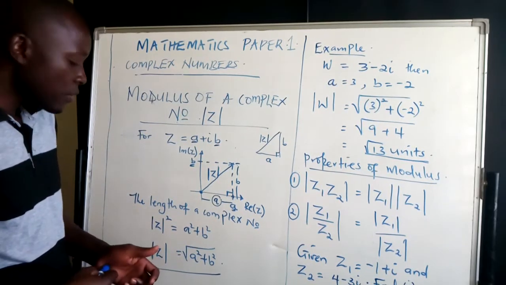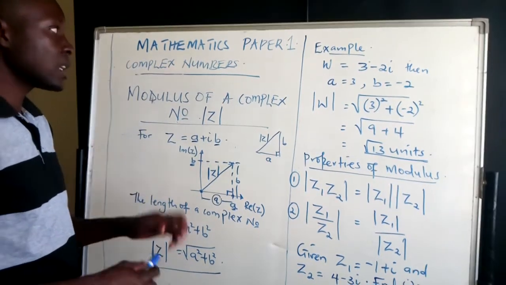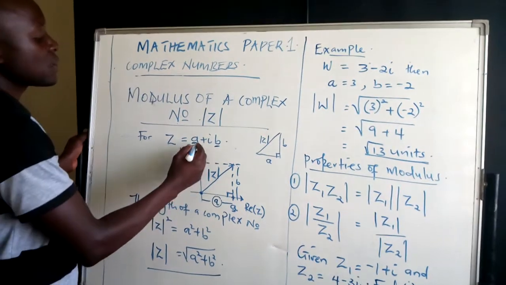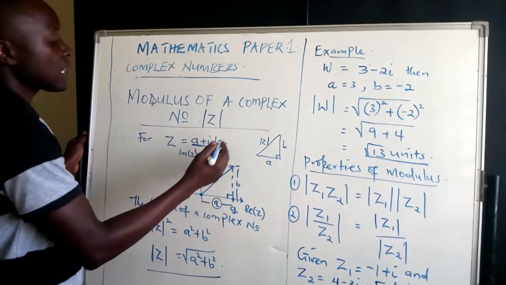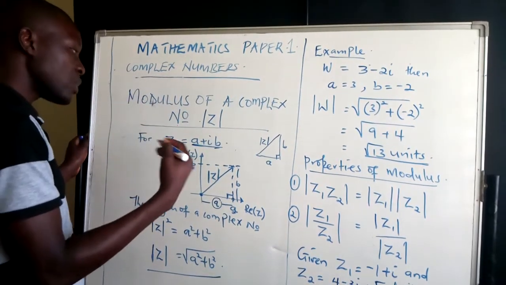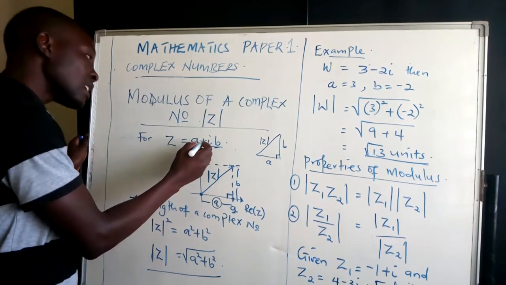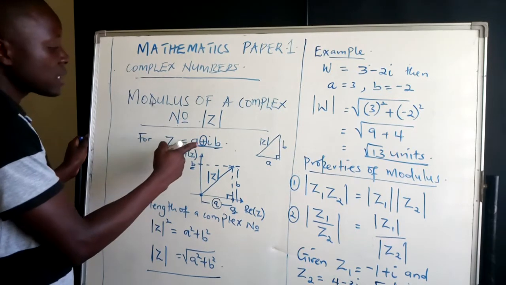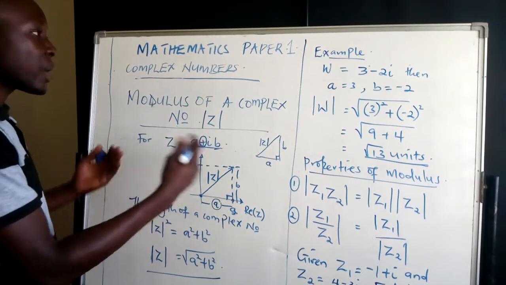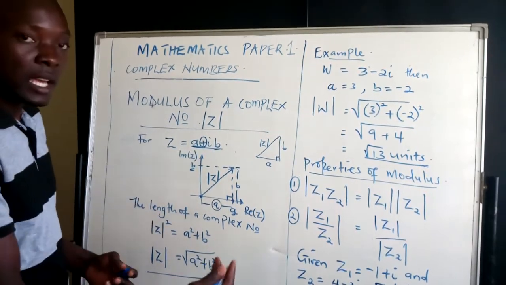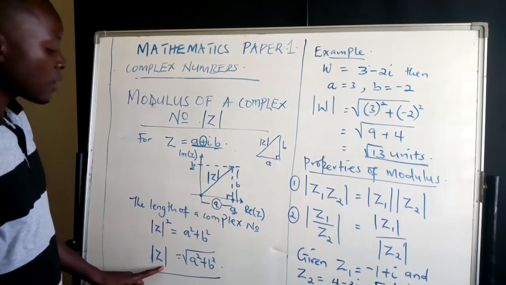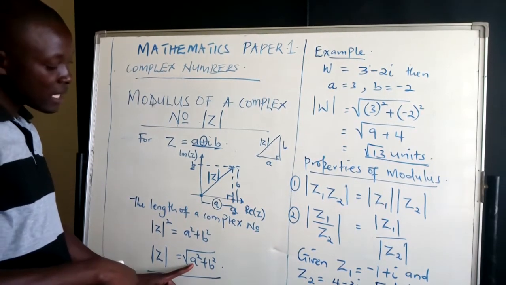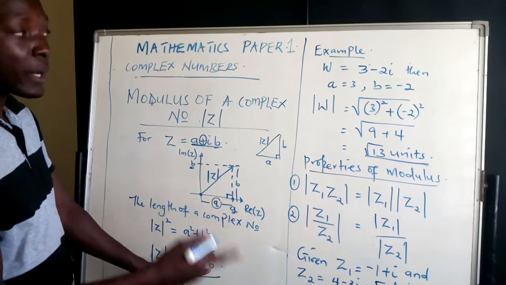This means that whenever you have a complex number, you have to compare it with the general standard complex number, which is a plus ib. The standard one that we base on has a plus in the middle, so you compare with this to identify your real part and the imaginary part. Now to get the modulus, we square the real part and we also square the imaginary part, add them, and take the square root.